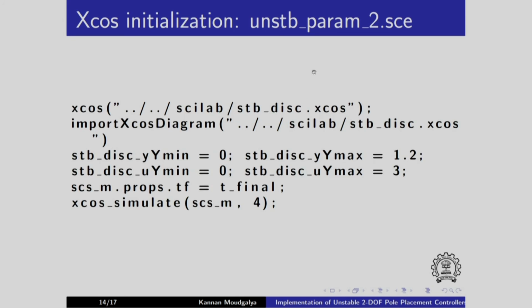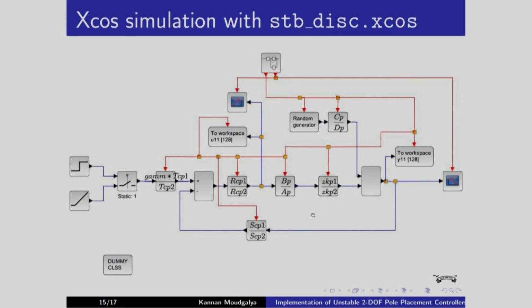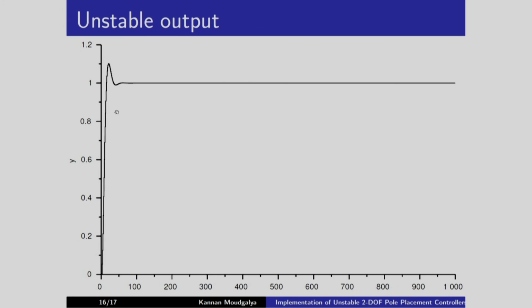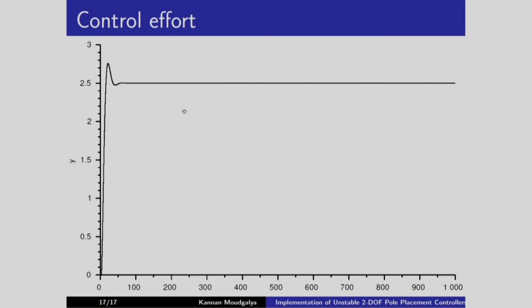stb_disk.xcos, and here is the screenshot of that. Compared to the previous XCOS code, now we have an extra block. In fact, I would want you to go back and verify that this is indeed an extra block that we have now. When I simulate it, lo and behold, I have a bounded value for all values. I am simulating up to 1000 here also. Here is the corresponding control effort.